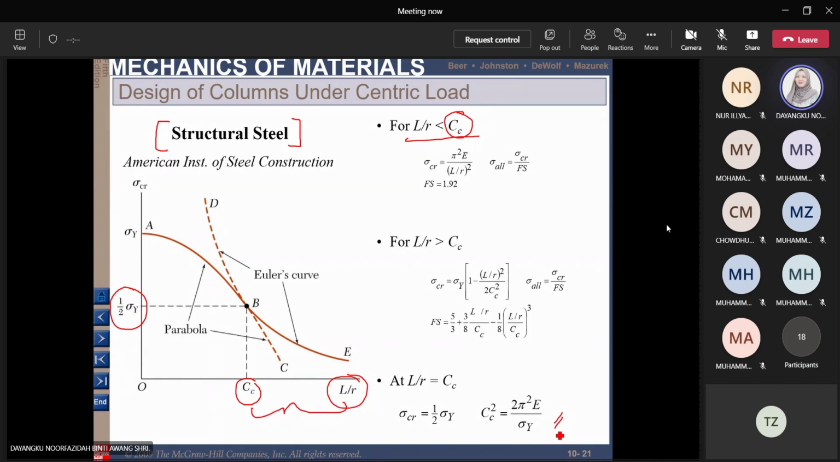So we need to check our column first. The rule is to check the value of the slenderness ratio, then check the value of the CC. After we check the value of the CC, determine the location of our L over R. After that, we can select which formula we want to use to calculate. So that is the basic for structural steel. Either you will be given a specific steel, and that specific steel will have its own sigma y, and then we can get the value as sigma y divided by 2.